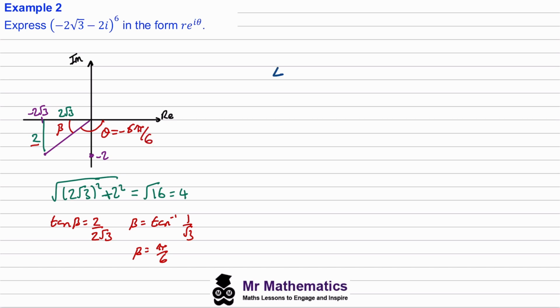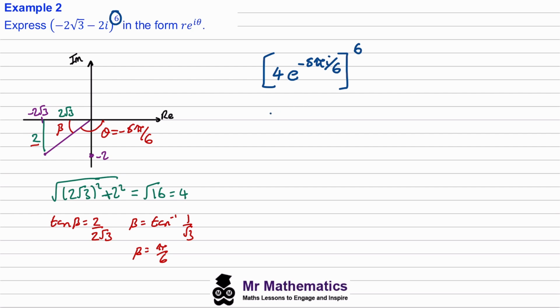So we've got a radius of 4 multiplied by e to the negative 5 pi i over 6. And all of this is raised to that power of 6. And now we can use De Moivre's theorem, where we can raise this 4 to the 6 and multiply the argument by 6. Again, we covered this in year 12.